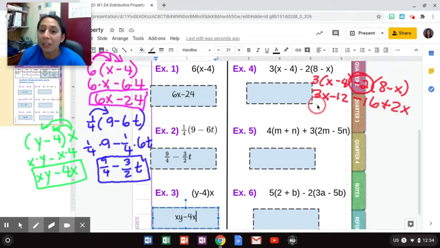Now here, this is not our final answer. We want to simplify our expression. What that means is you want to put your like terms together. So x's go with x's. So 3x here and 2x there make 5x's for the problem. And then you'll notice that you have minus 12 or negative 12 minus 16. That gives you negative 28. So here is our answer for example 4.